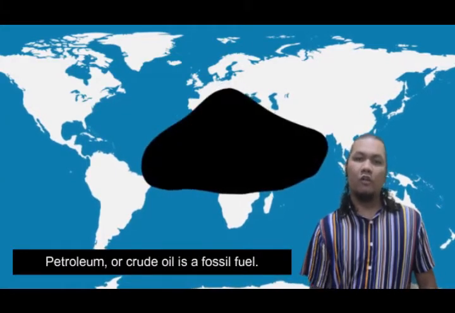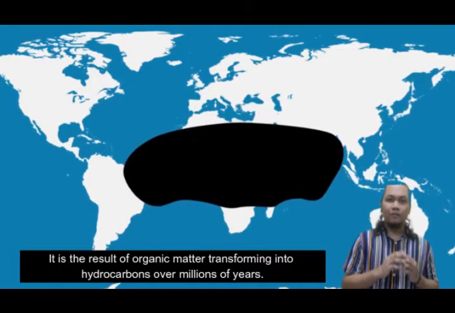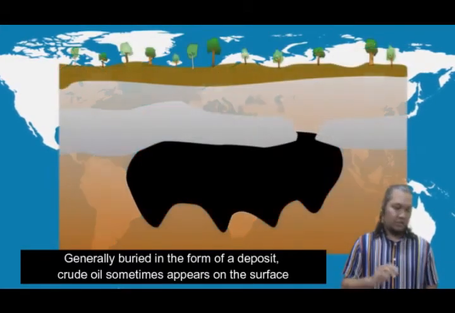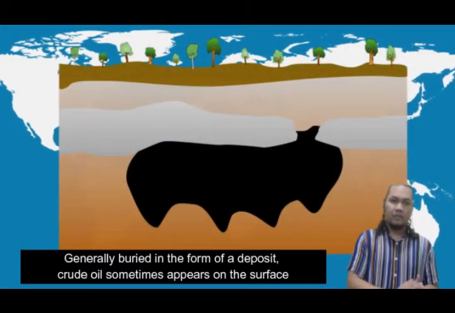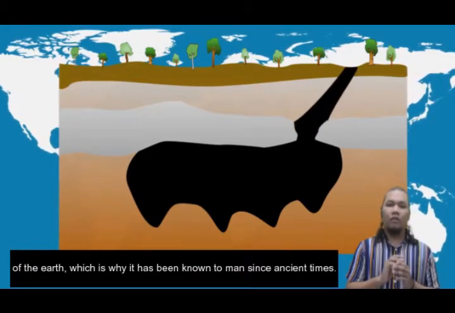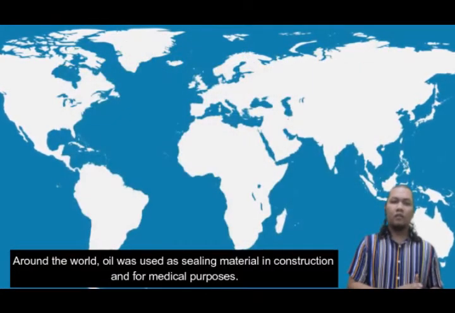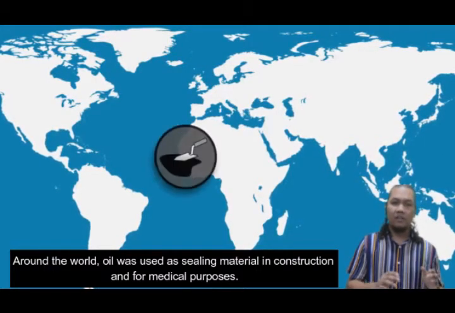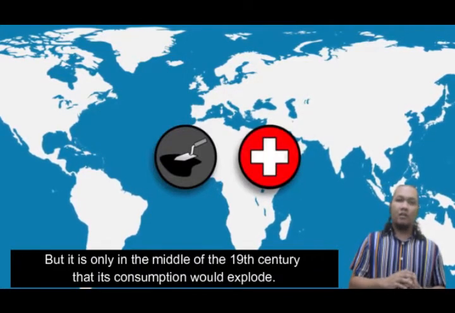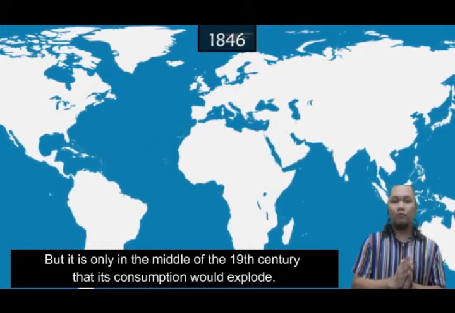Petroleum or crude oil is a fossil fuel. It is the result of organic matter transforming into hydrocarbons over millions of years. Generally buried in the form of deposits, crude oil sometimes appears on the surface of the earth, which is why it has been known to man since ancient times. Around the world, oil was used as sealing material in construction and for medical purposes. But it's only in the middle of the 19th century that its consumption would explode.